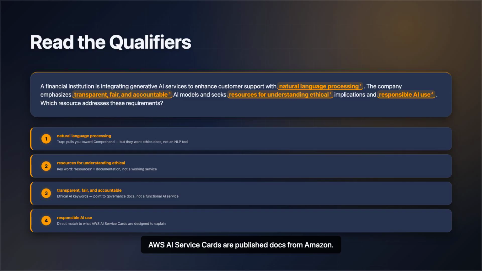AWS AI service cards are published docs from Amazon. They explain intended use, known risks, and fairness considerations for each AI service. Comprehend processes text. Polly converts text to speech. Neither explains the ethics behind what they do. AI service cards do. The question rewards knowing the difference between a service and its governance handbook.